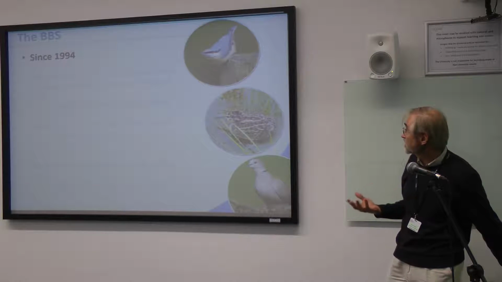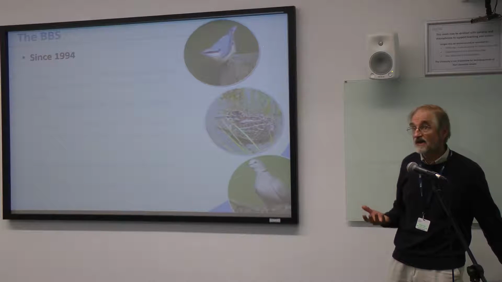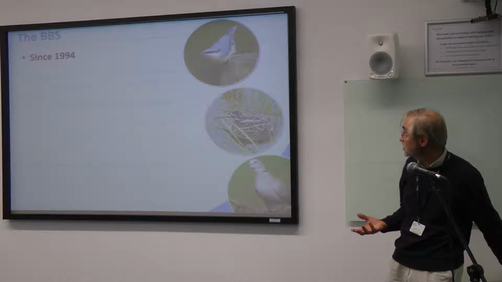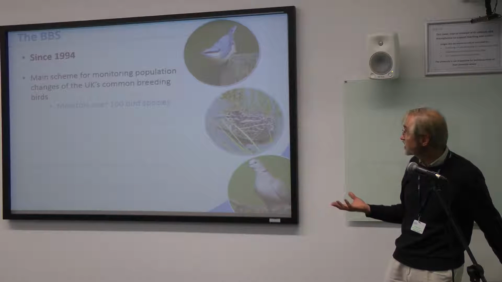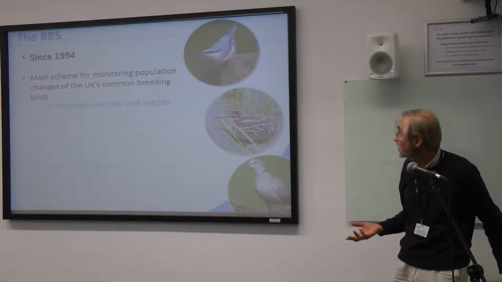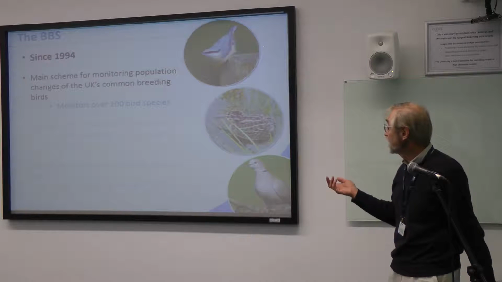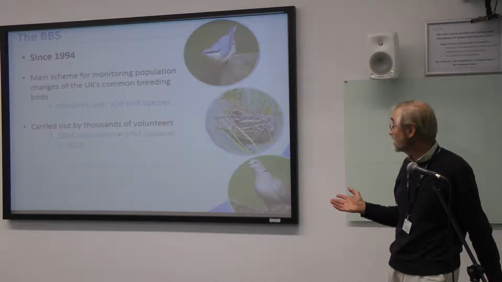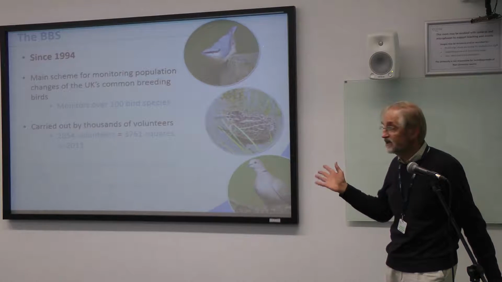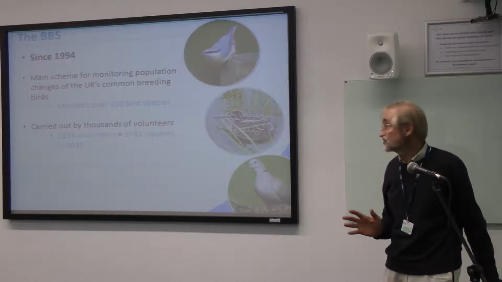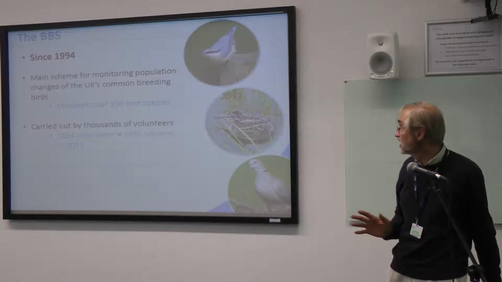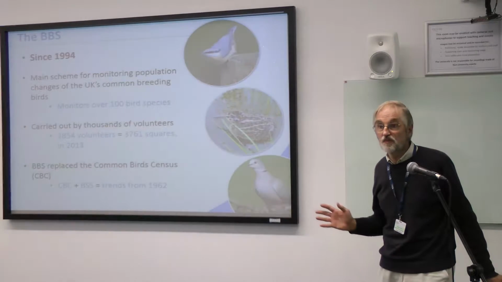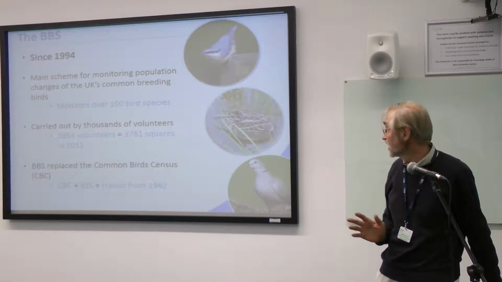So I'm going to start with the UK Breeding Bird Survey as an example of, I think, one of our better set up structured monitoring schemes that we've developed at the BTO. It's been running since 1994. It's our main scheme for monitoring population changes of common breeding birds. We monitor over 100 species. It's carried out by large numbers of volunteers in something like 3,500 randomly selected squares across the UK. And it replaced a former scheme called the Common Bird Census, which I will talk about a bit later on.